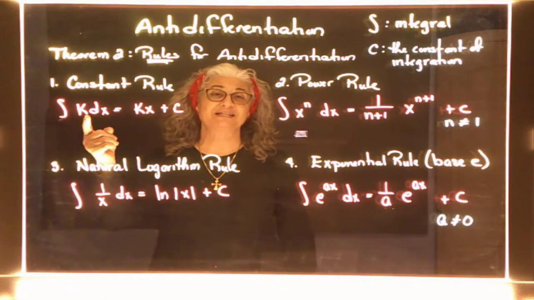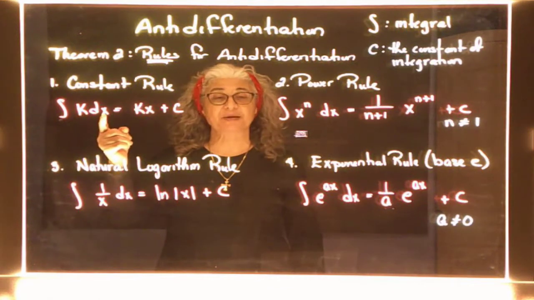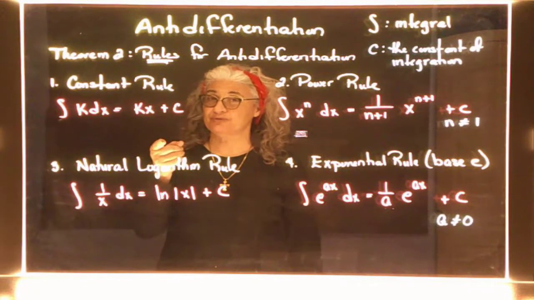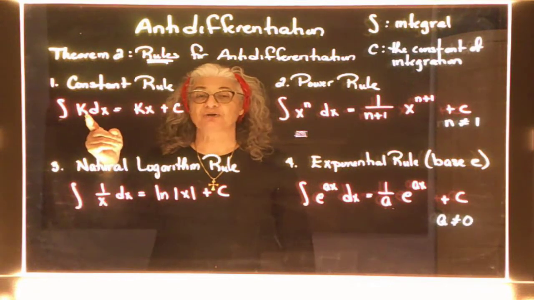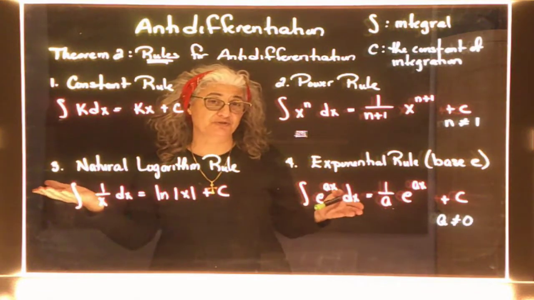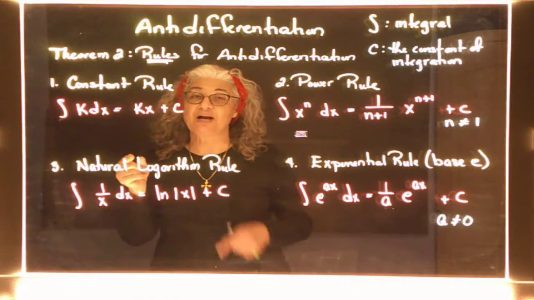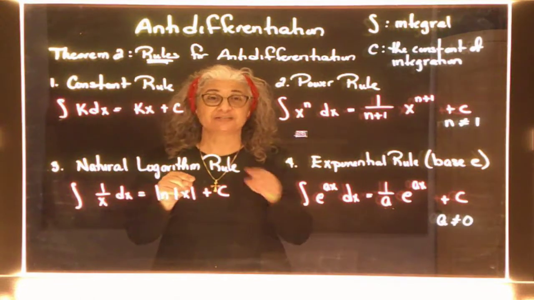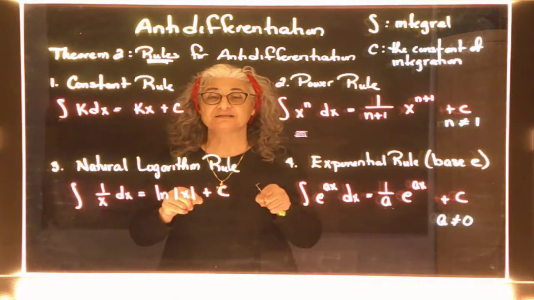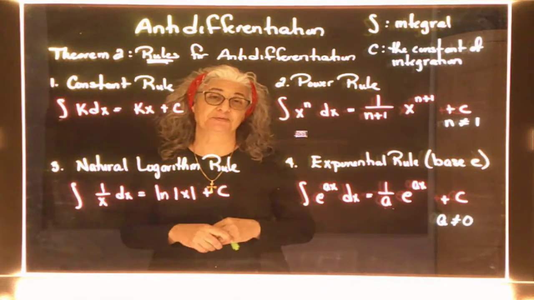So they're asking me to take the antiderivative of k with respect to x. The dx says with respect to x. So k is a constant because there's no x next to it. K is also the derivative. So now I need to go backwards and find the original function that this derivative came from.